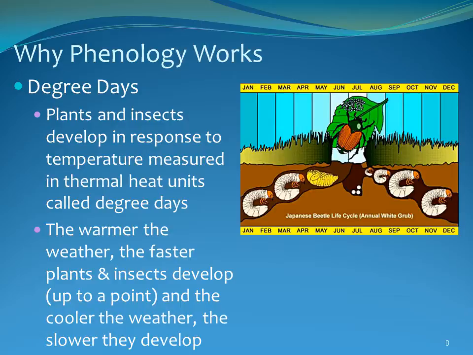But the cooler the weather, the slower they develop, which explains why some years we see certain insects coming along more slowly than we typically expect to see them. And of course, in other years they appear sooner than we normally expect to see them. And Japanese beetle again, here we've got an example. You can see that the adult beetle in the chart is appearing right around July or the end of June when it is an adult.